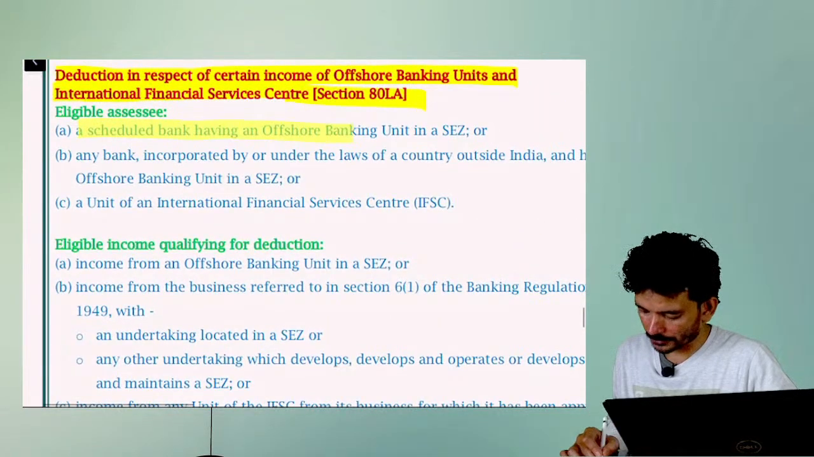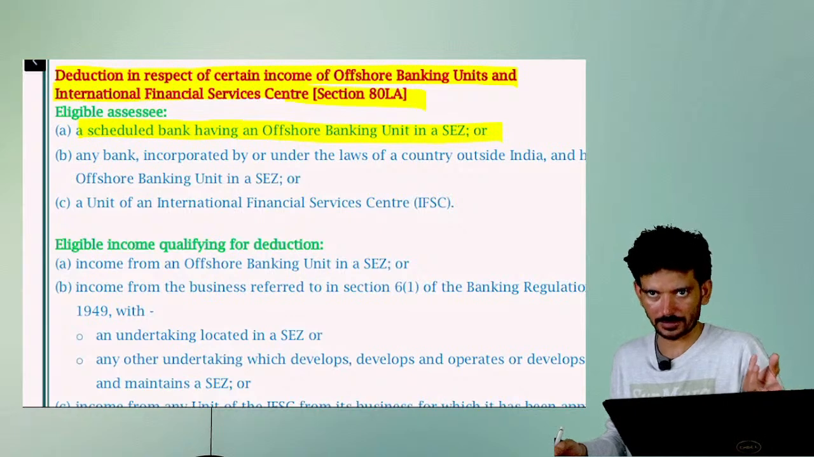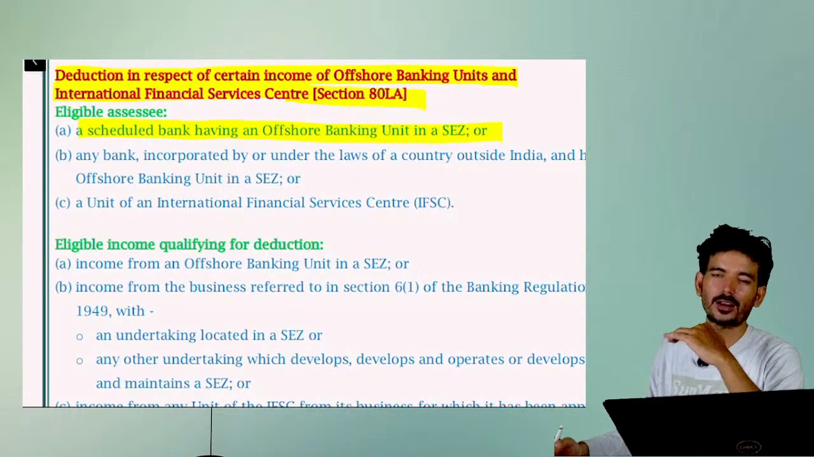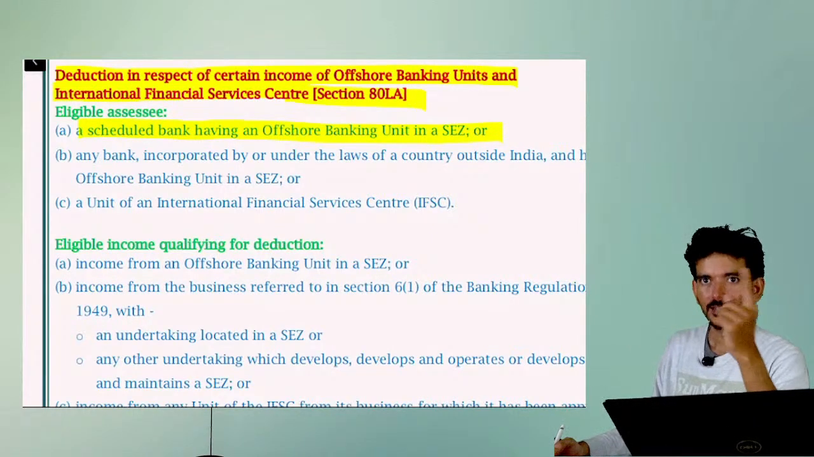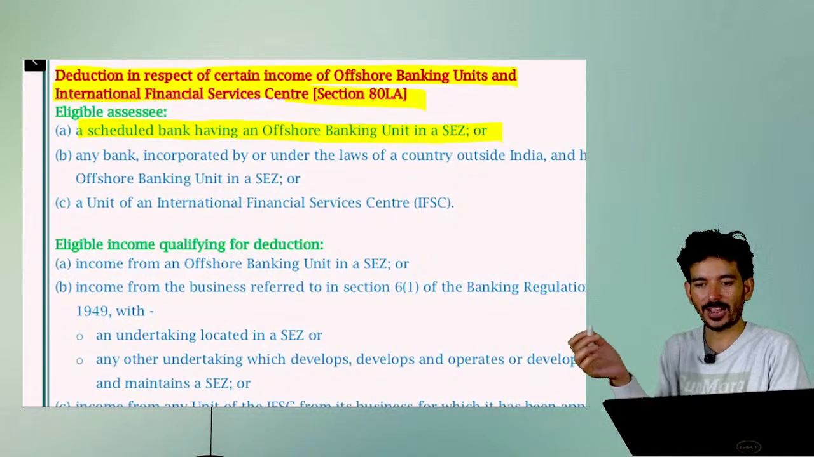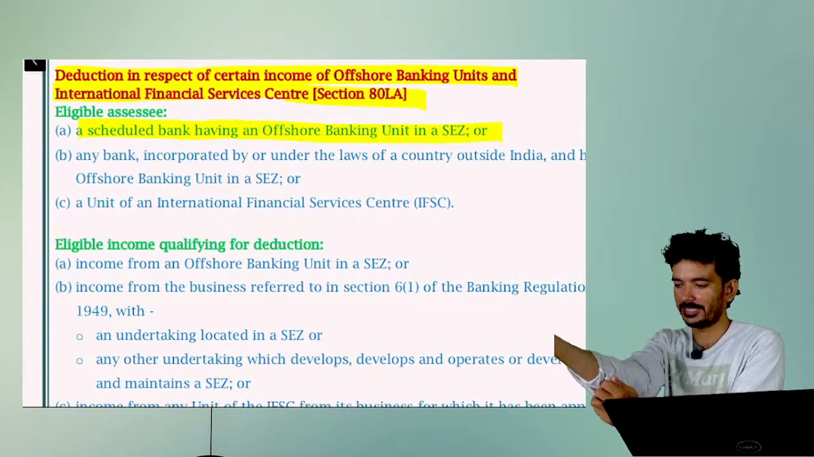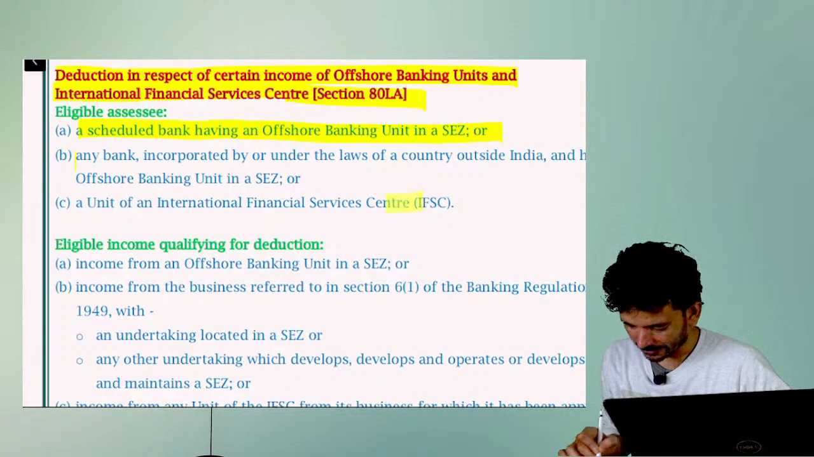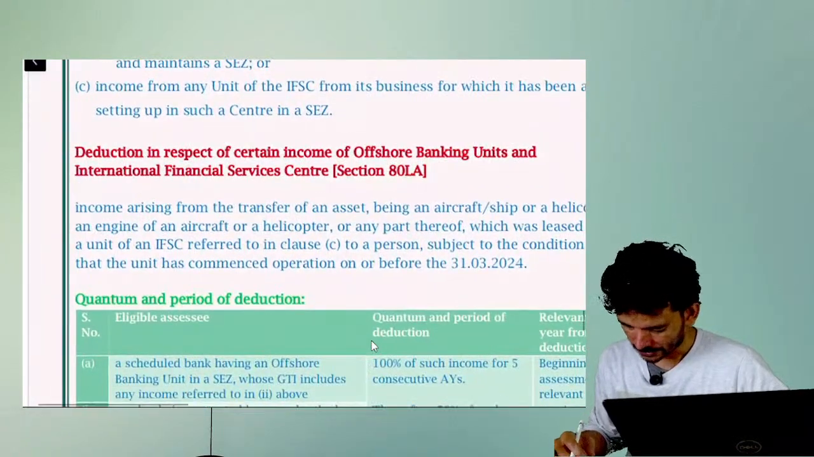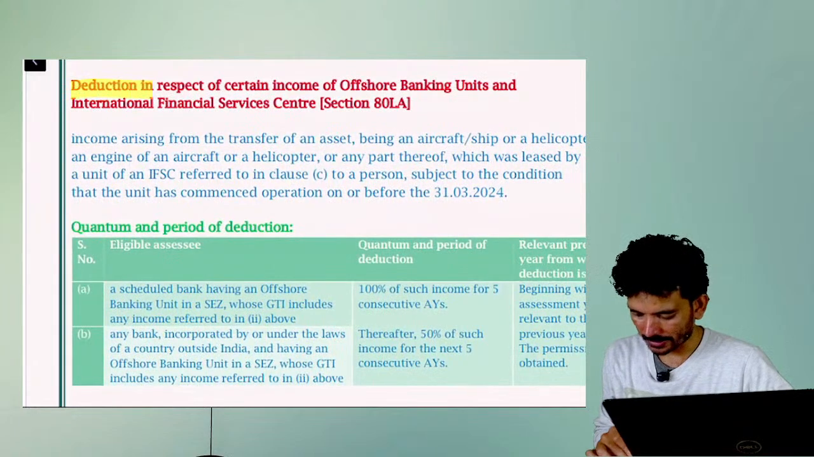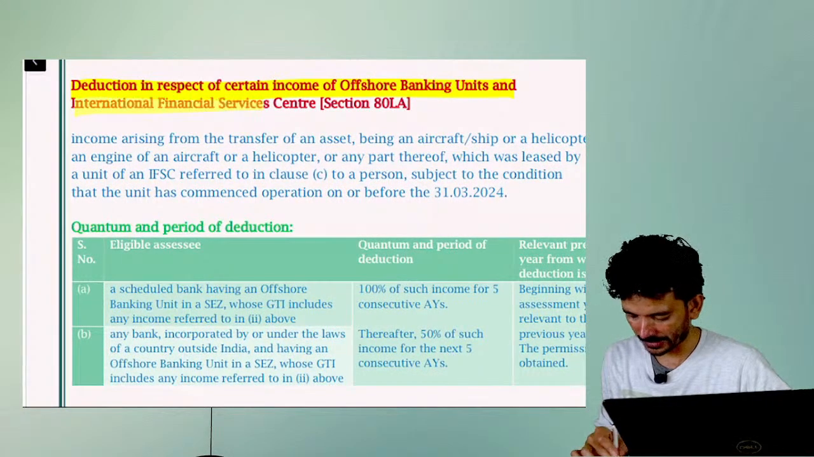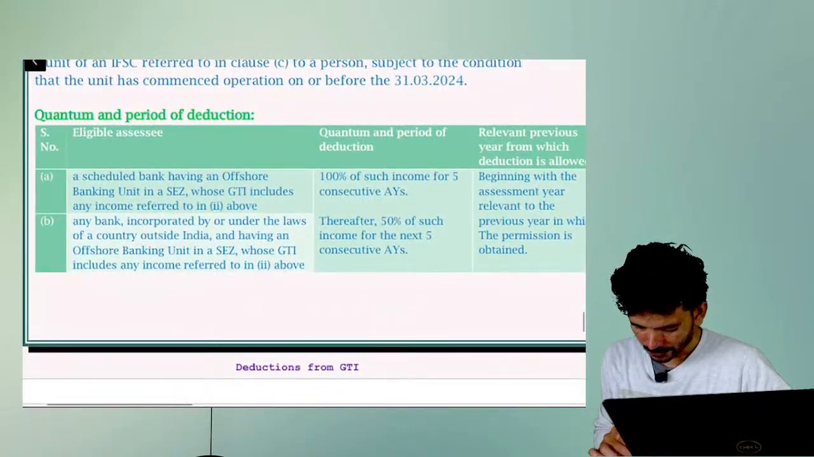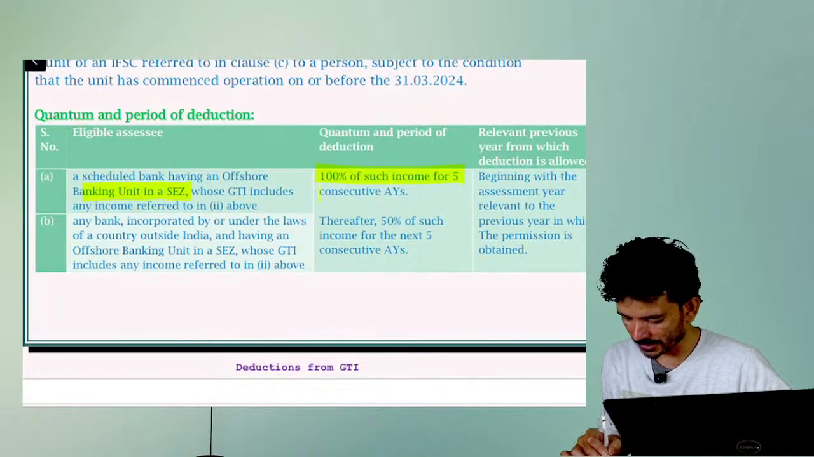like a scheduled bank having an offshore banking unit in SEZ. So their bank business is located in SEZ. As I explained multiple times, for SEZ there are a lot of benefits. Even in GST, when you are exporting, and customs also, there are a lot of provisions. Whenever we do GST, we'll discuss that also. And IFSC centers also have some more extra benefits. So next, deductions in respect of certain income of offshore banking units and international financial centers, which are located in SEZ: 100% for the first 5 years.